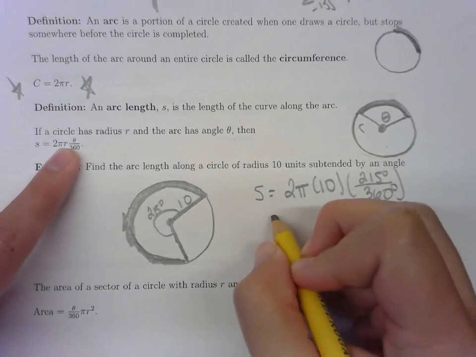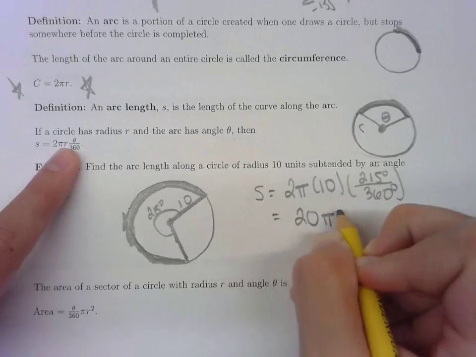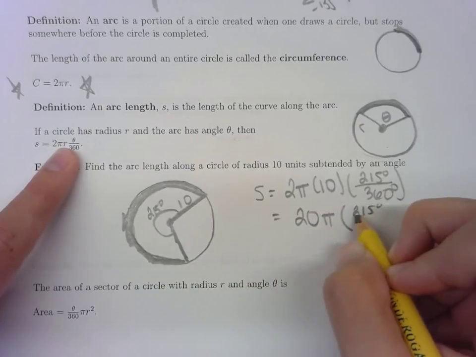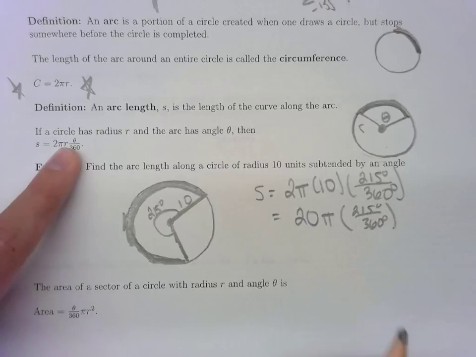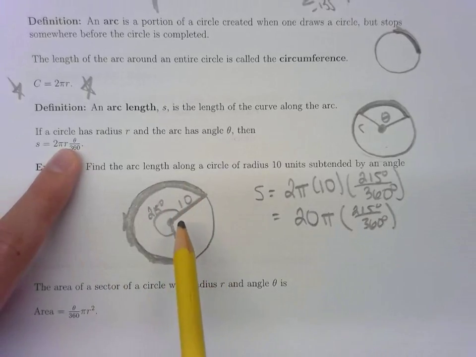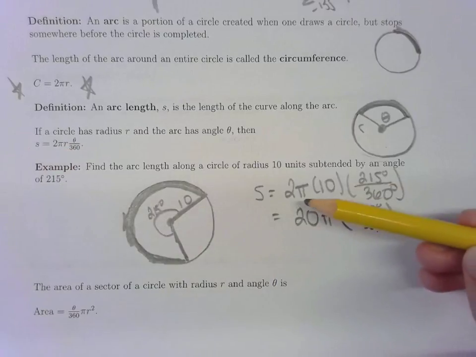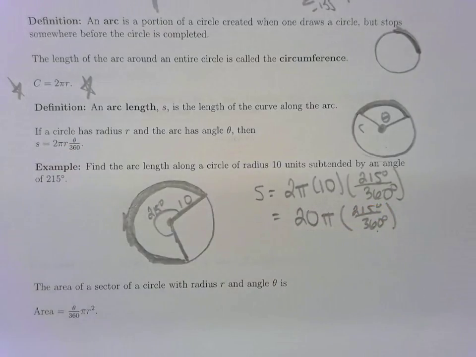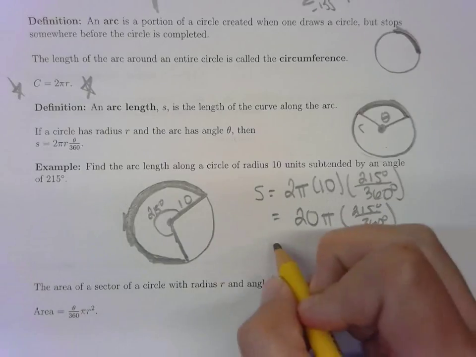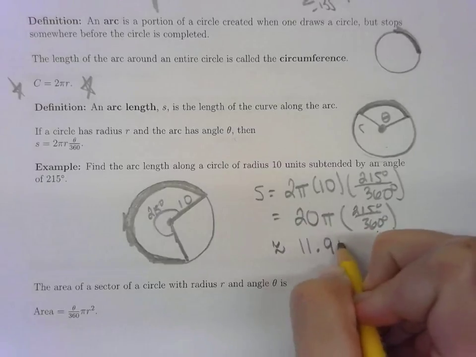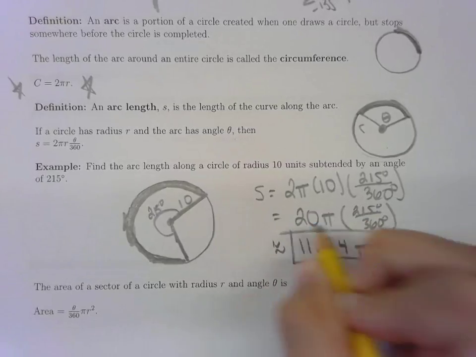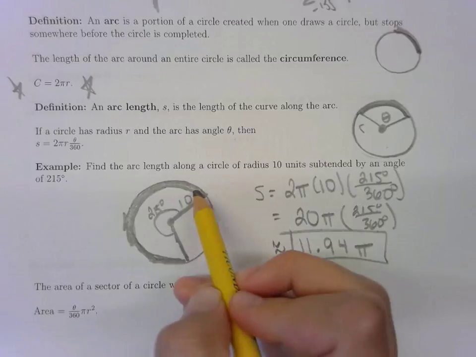Okay, so this is 20 pi times 215 over 360. Notice if I wanted to do the whole thing, if you want to do it as an angle, this would be 360 over 360, which would just change to 2 pi r, or 20 pi. So again, that's the circumference. I'm just getting out my calculator for this, so I'm doing 20 times 215 over 360, which I got about 11.94 pi. So that would be that length. This length here.